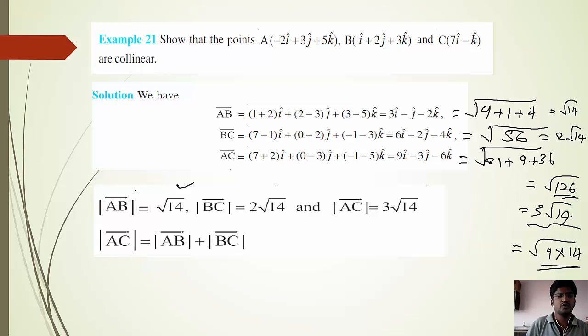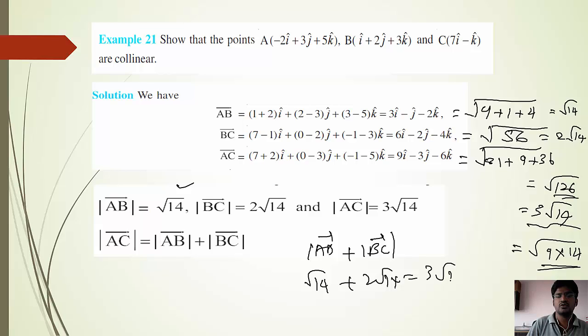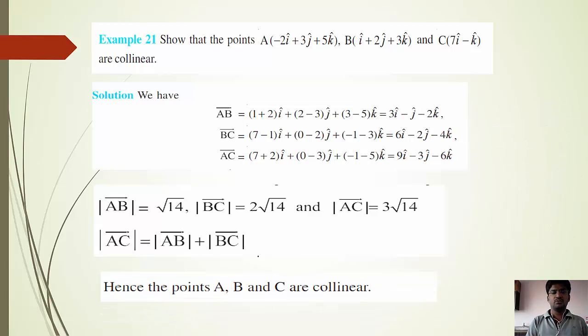So now if you take magnitude of AB plus magnitude of BC, that is root 14 plus 2 root 14 will be equal to 3 root 14. Therefore, magnitude of AC is equal to magnitude of AB plus magnitude of BC. That is our required result. Hence, A, B, C are collinear points. Clear? Okay.